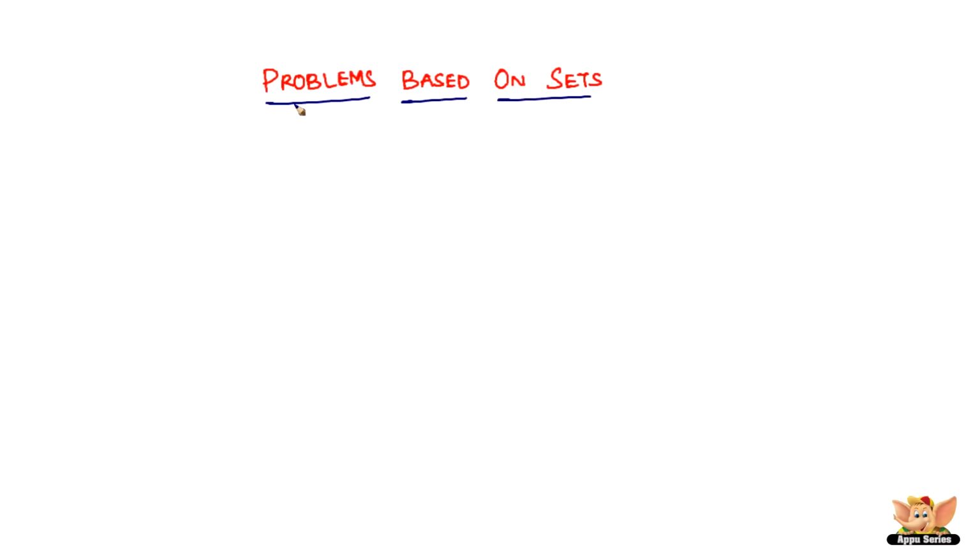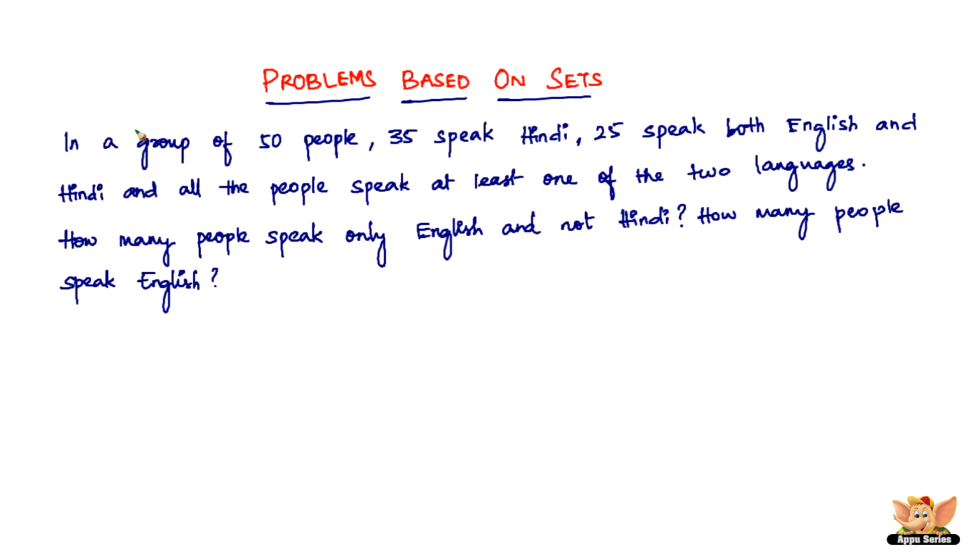In this video, let us continue to solve more problems based on sets. Alright, here we've got a problem which reads like this. It says in a group of 50 people, 35 speak Hindi, 25 speak both English and Hindi, and all the people speak at least one of the two languages. How many people speak only English and not Hindi? How many people speak English?